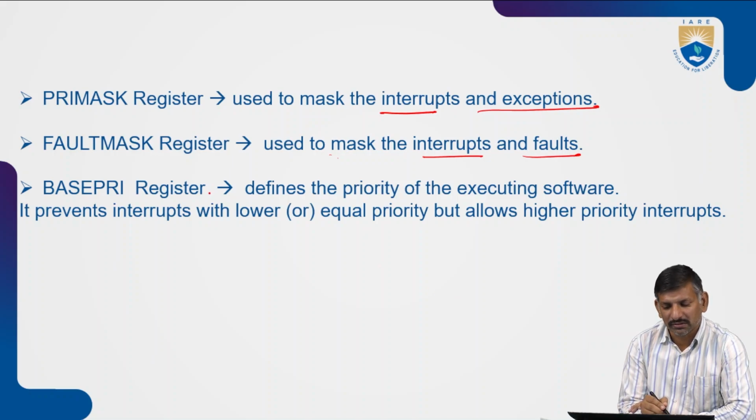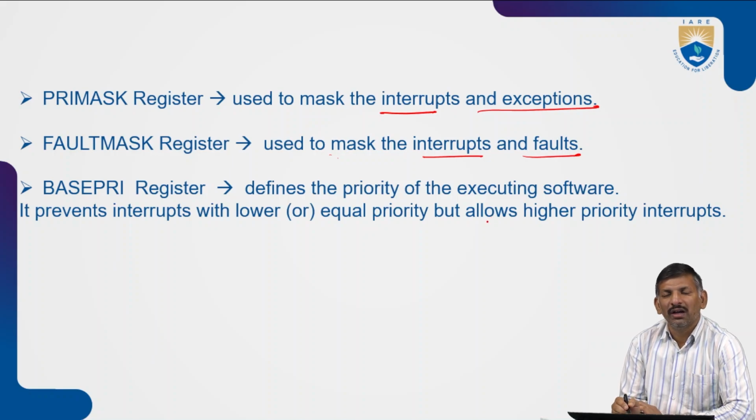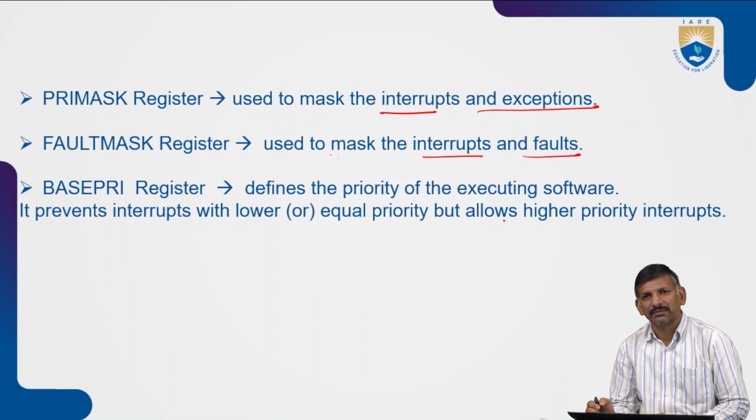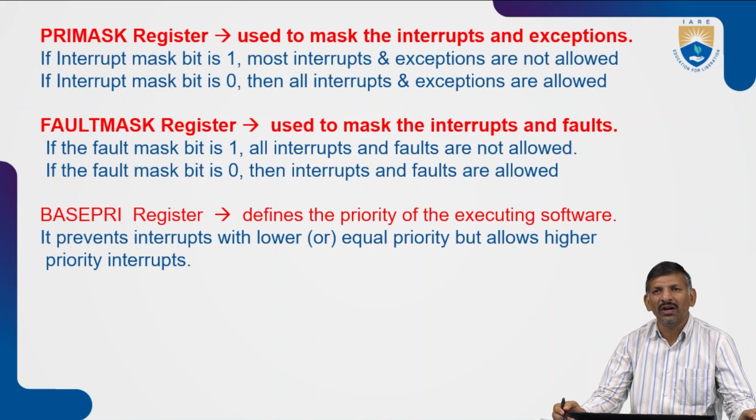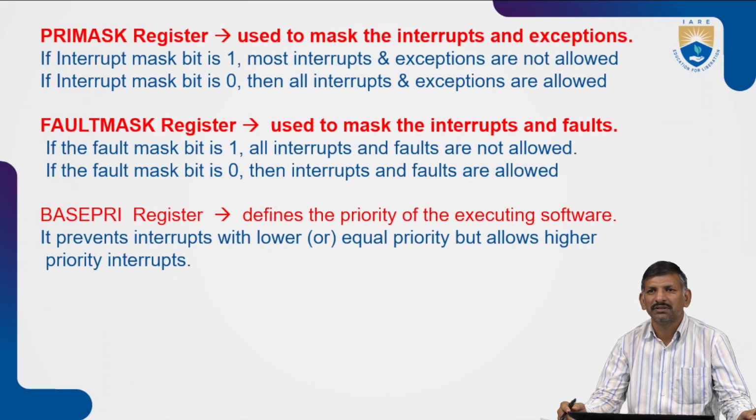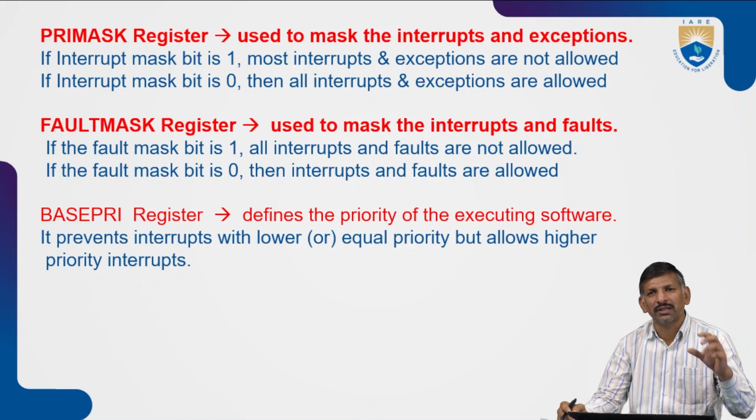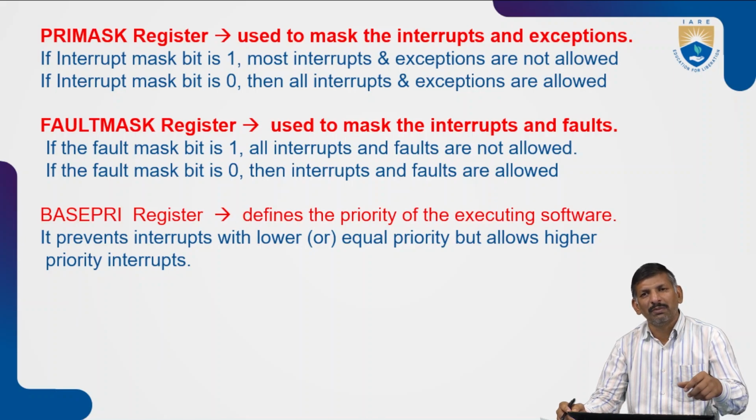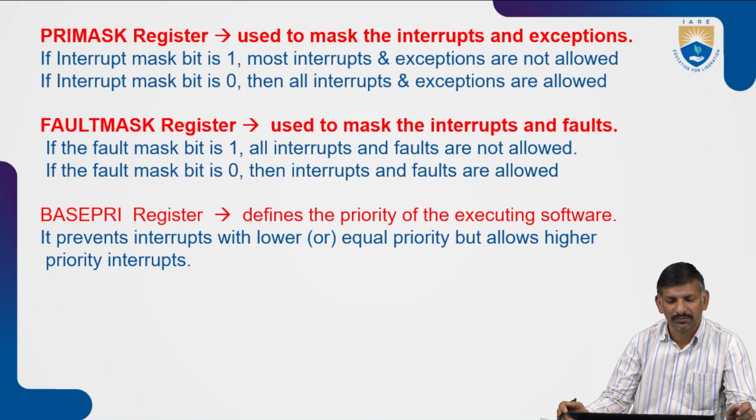The base priority register defines the priority of the executing software. It prevents lower priority and equal priority tasks and allows only highest priority tasks. By default, we are allowing all the interrupts, exceptions and faults. Whenever, in a particular condition, you want to stop the interrupts, based on the type of interrupt, we can do so by enabling the corresponding bit position.